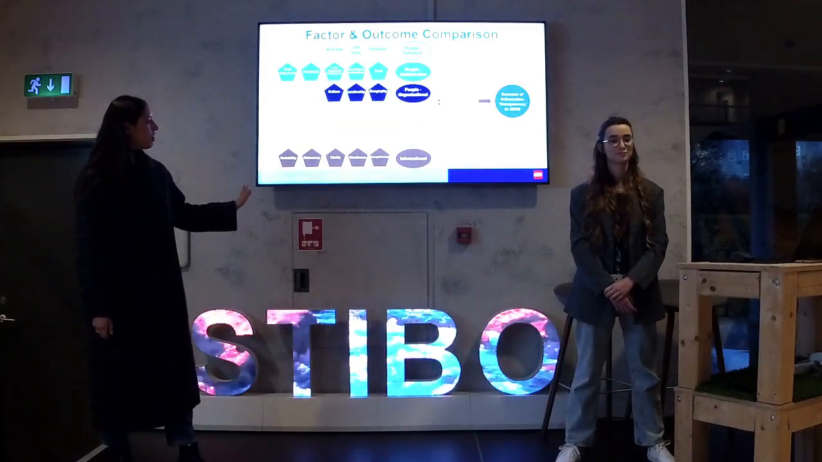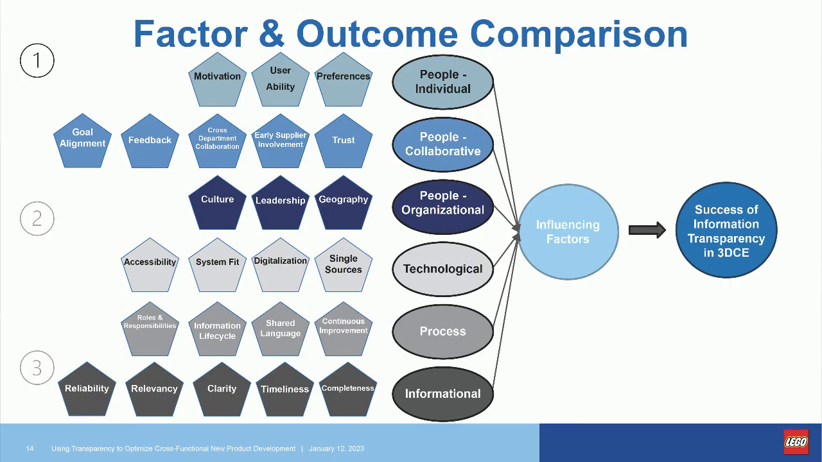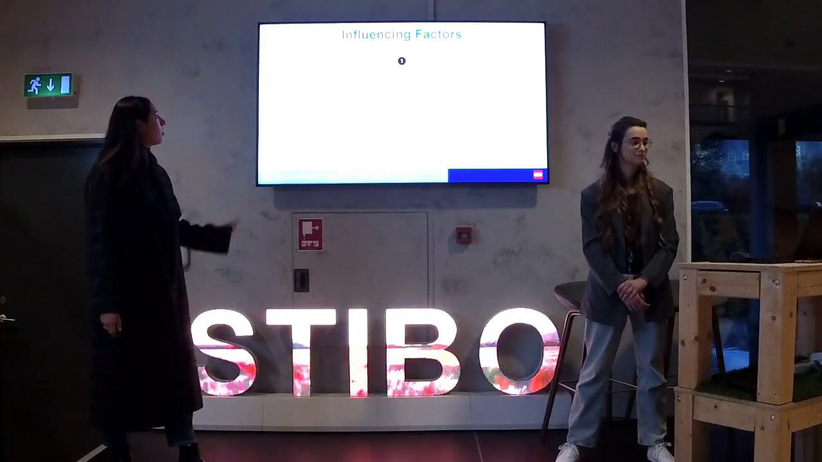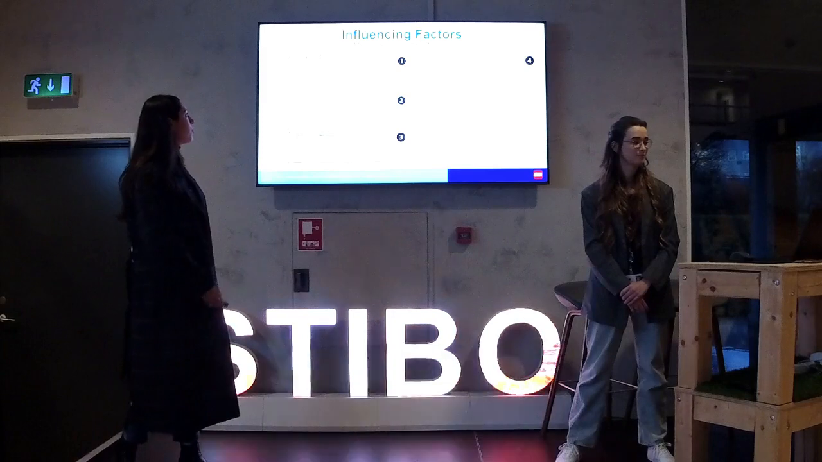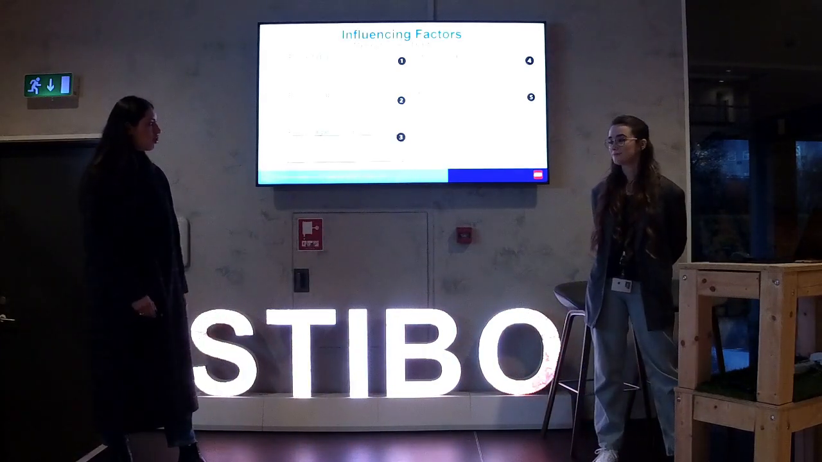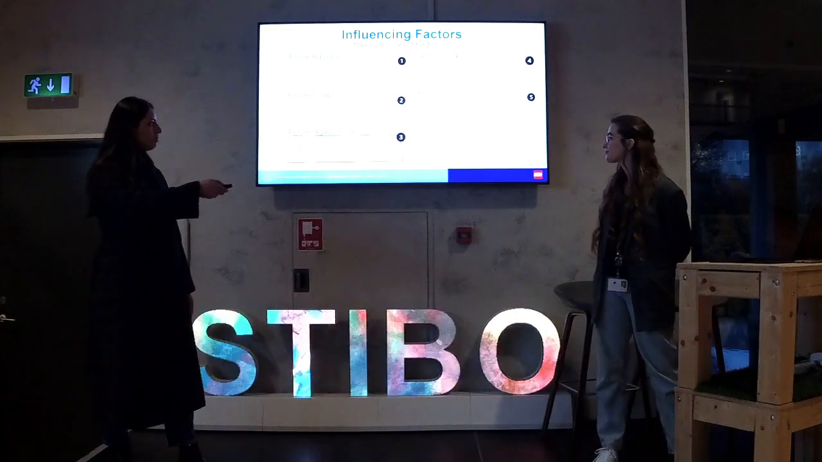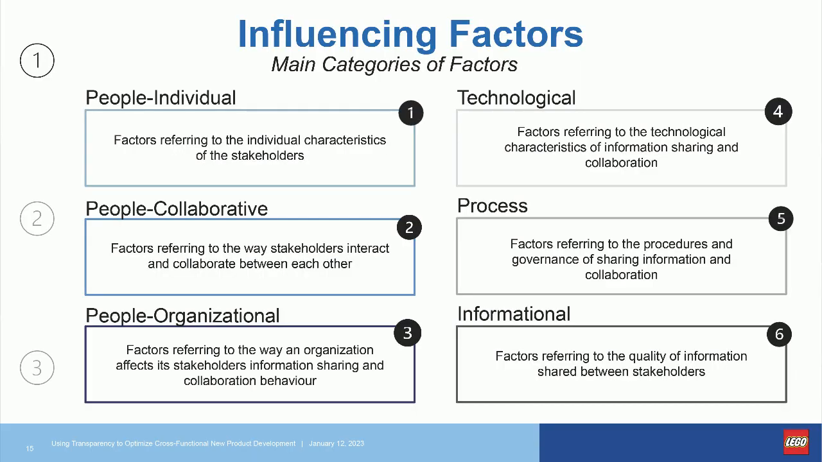So these are the influencing factors we found. We're not going to go into each one of them because there are a lot. But these 24 factors are divided up into 6 different categories, which therefore influence the success of information transparency. So here are the different categories. We have people, technological, process-oriented, and informational. So maybe I can just go into 1 or 2 of them.